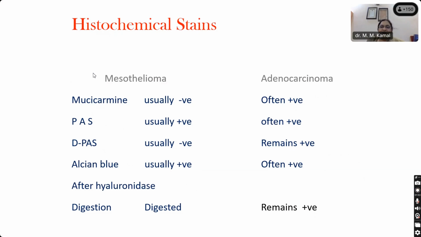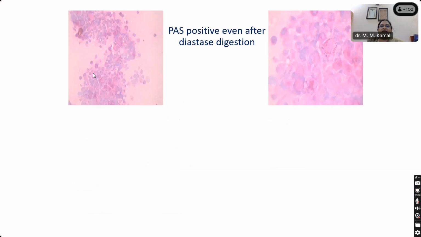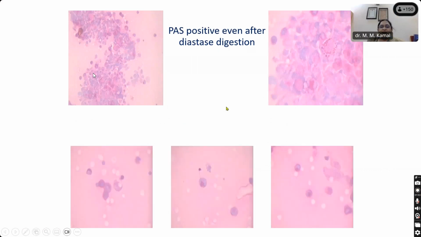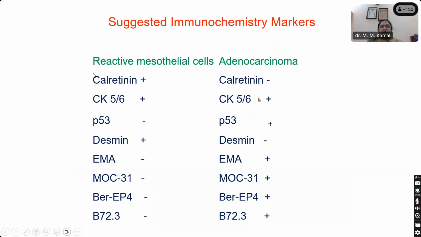Yes, so sometimes you have to do that when you're desperate in diagnosing, or at least demonstrating it to your own residents, what all can be done. So PAS positive before and after diastase digestion would be an adenocarcinoma.